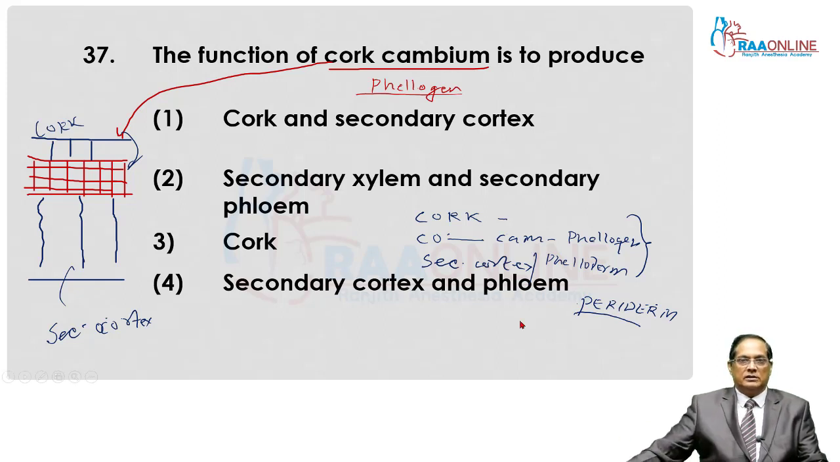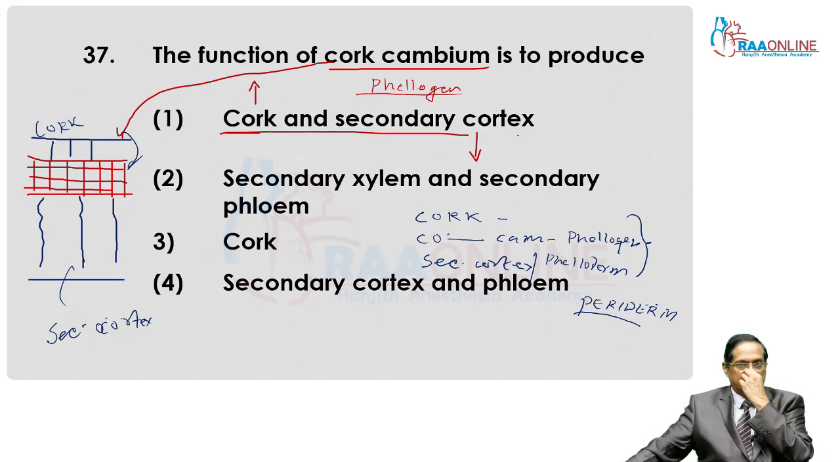So, here now the position is quite clear. What is the role of cork cambium? That is to form cork towards the outer side and secondary cortex, that is phelloderm, towards the inner side. So, the first option is correct.